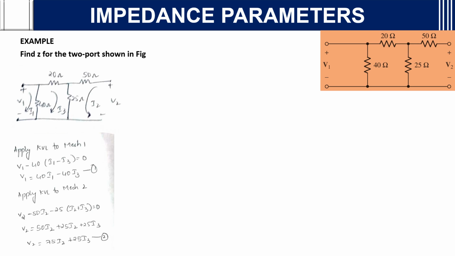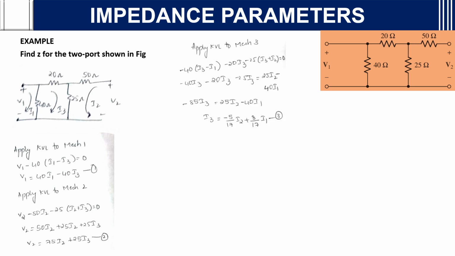Then apply KVL to mesh 2. When mesh 2, then V2 minus 50 I2 minus 25 into (I2 plus I3), as they are flowing in the same direction. So what you will get is V2 is equal to 75 I2 plus 25 I3. Now here you don't have any equation for I3. You have only I1 and I2. So if you want that, then you need to write KVL for the middle mesh, that is the third mesh, so that you will get the I3 value.